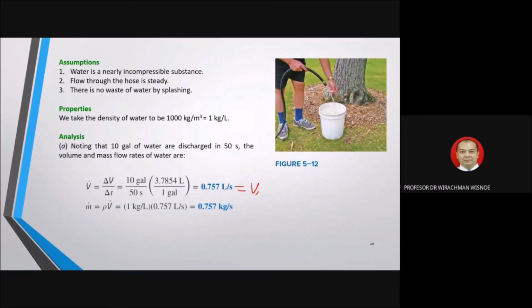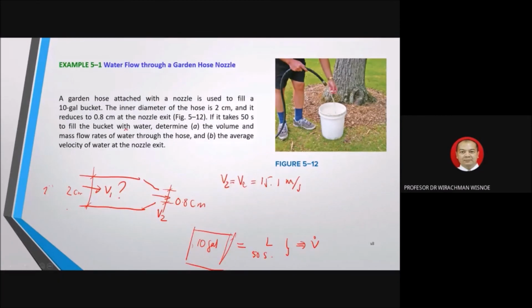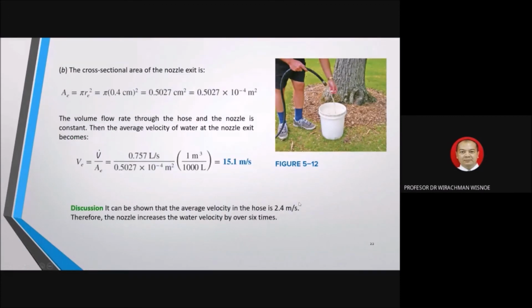That is equal to VE times AE. So it means VE equals V dot over AE. V dot is this one, and AE is the one that you calculated. 1 liter is 1 over 1000 meter cube. So you have 15.1 meter per second. What is the velocity in the pipe? It is 2.4 meter per second.